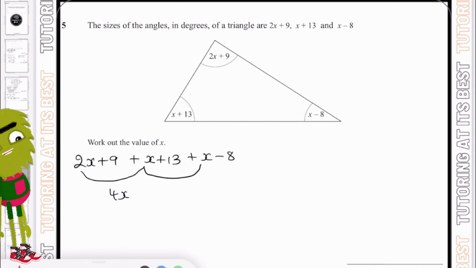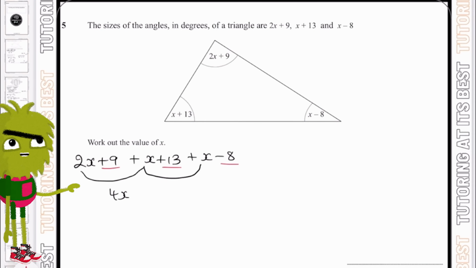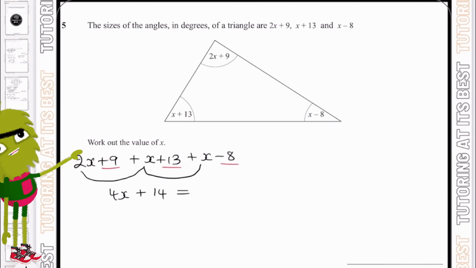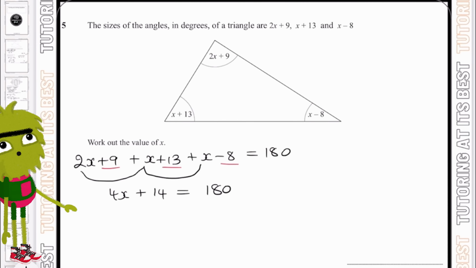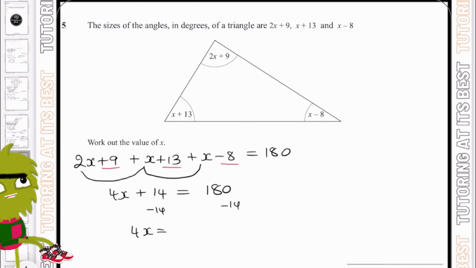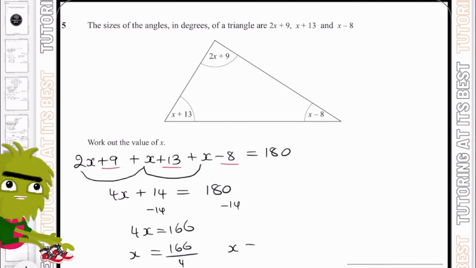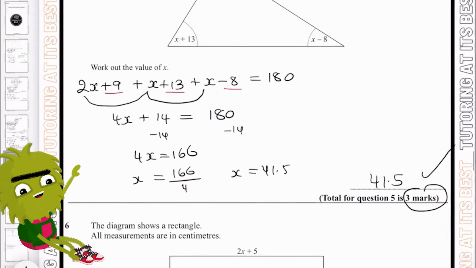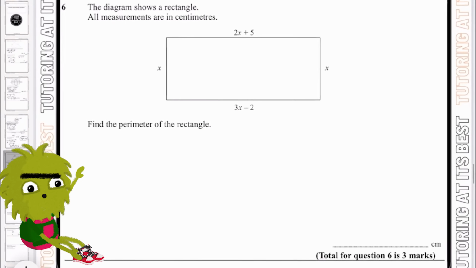And then let's go for 9 plus 13 minus 8, which is then 14. We now know that the total amount of angles in a triangle add up to 180 degrees, so we can write that down here. And then we can minus 14 from both sides. So we have 4x equals 166, before simply having 166 divided by 4. So we now know that x equals 41.5, or you could simply write it out as a fraction. Marvelous. Okay, let's go for question number 6.